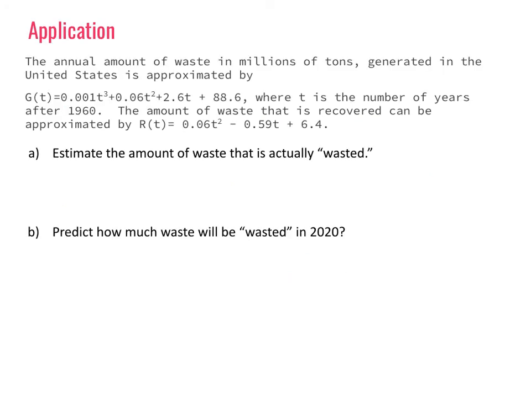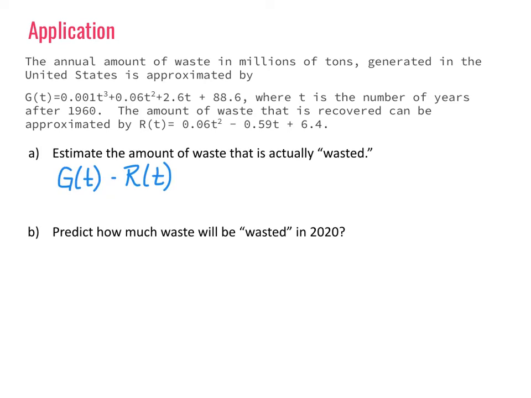Lastly, let's look at an application question. The annual amount of waste in millions of tons generated in the United States is approximated by g of t, which is shown on your screen, where t is the number of years after 1960. The amount of waste that is recovered can be approximated by r of t. So that's probably like through recycling. Estimate the amount of waste that is actually wasted.